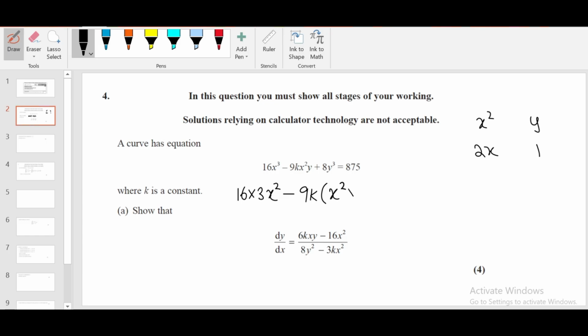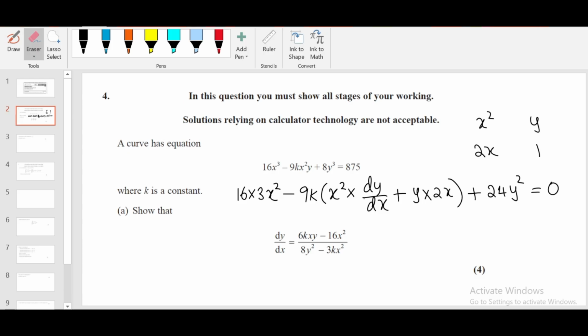Keep x squared as it is, the derivative of y is 1, but you need to put dy by dx whenever you differentiate y. Plus, keep y as it is, the derivative of x squared is 2x. That's how you apply the product rule. Plus, when you differentiate 8y cubed, 8 threes are 24, 24y squared is equal to 0, as 875 becomes 0.